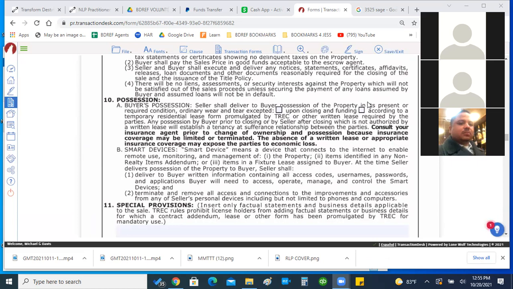Possession. The buyer can either possess the property upon closing and funding, or according to a temporary leaseback. That was something that we went through last time as well, so I'm not going to go through that. But there's another form, a TREC form. It even tells you right here, temporary residential lease form promulgated by TREC, or other written lease required by the parties. So we actually have a form that deals with the residential leaseback. You use that form if that's what's needed.